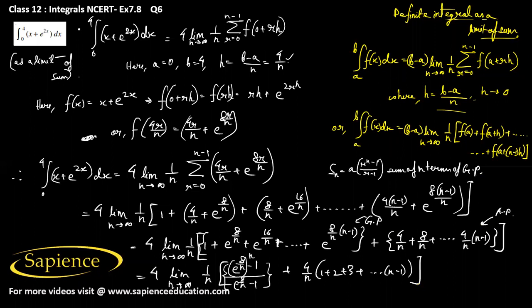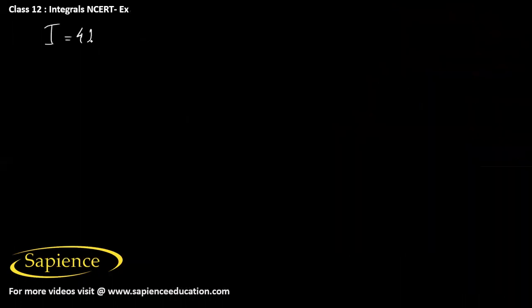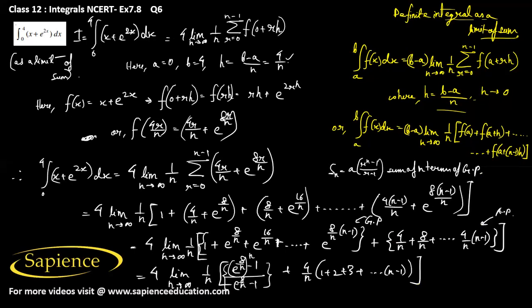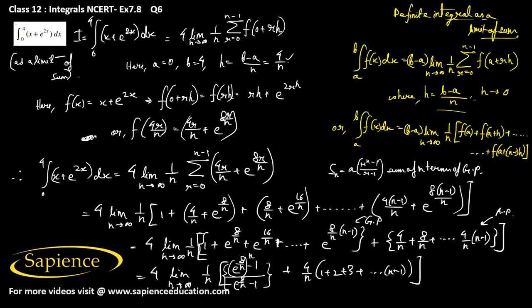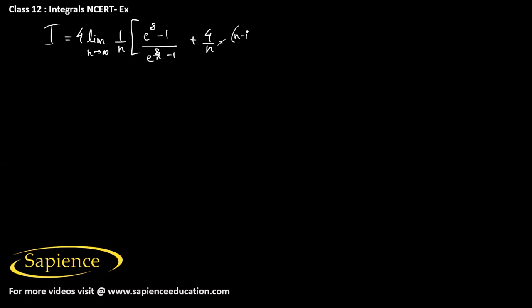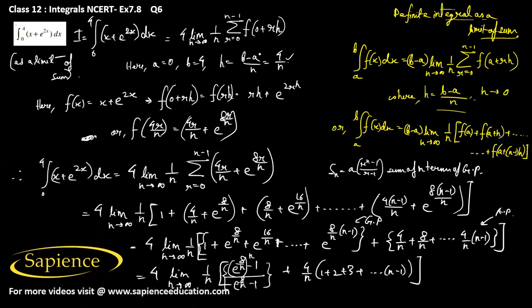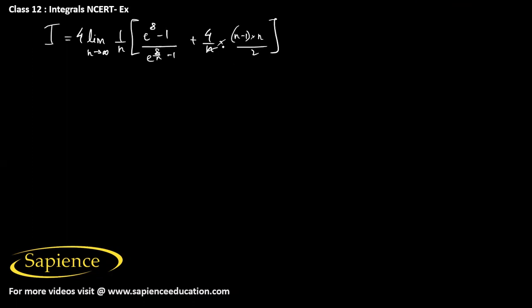Now, this can be written as the integral I. Let's say this is I. So I will be equal to 4 into limit n tends to infinity, 1 by n into e power 8 minus 1 by e power 8 by n minus 1. Then plus 4 by n into the sum of n minus 1 terms, which is n into n plus 1 by 2. So it will be n minus 1 into n by 2. So n and n will cancel here.